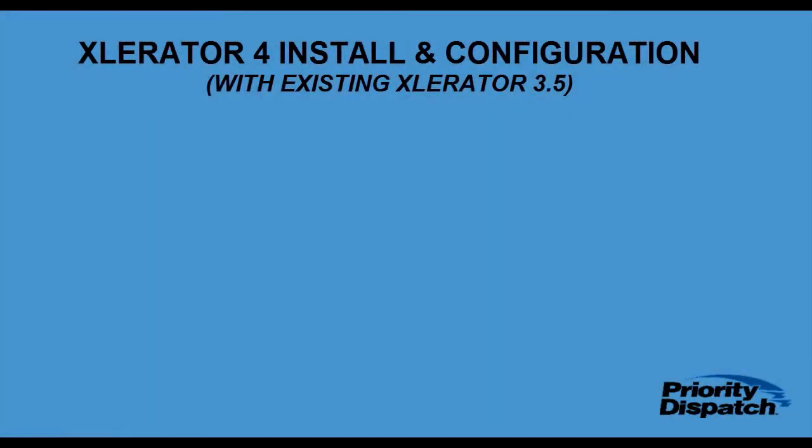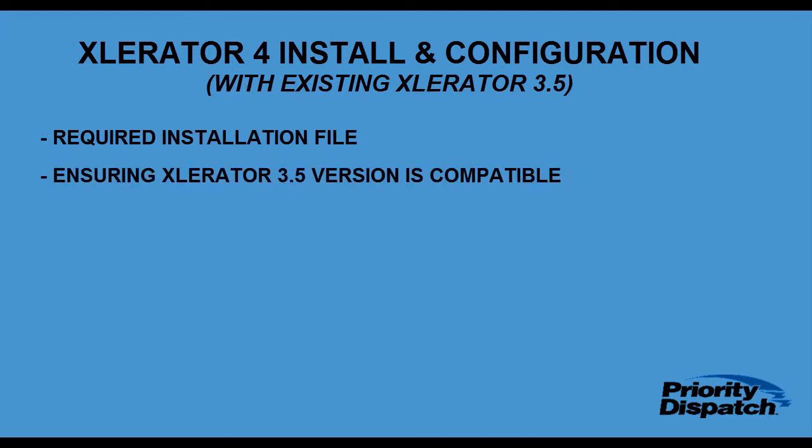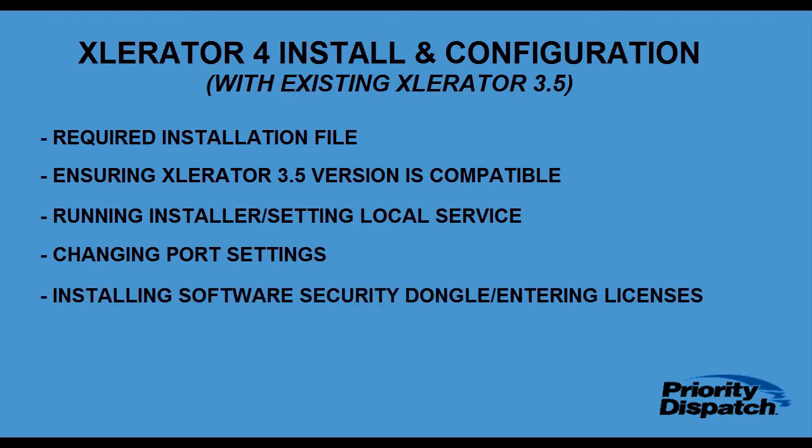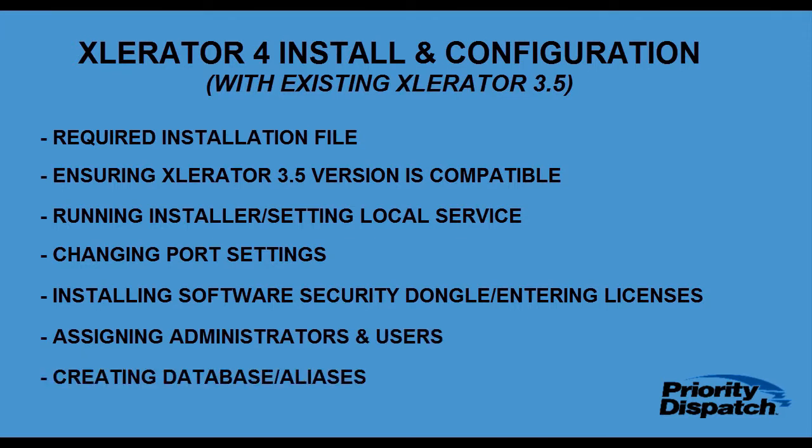By the end of this presentation, you'll be able to locate the required installation file, ensure the existing XLerator 3 is compatible and can reside with the XLerator 4, run the installer and set the local service, change the port settings, install the software security dongle and enter the license keys, assign administrators and users, and finally you'll be able to create the database and aliases.